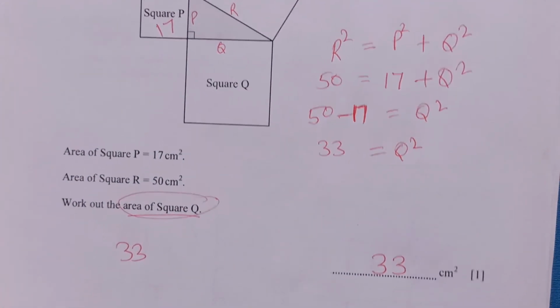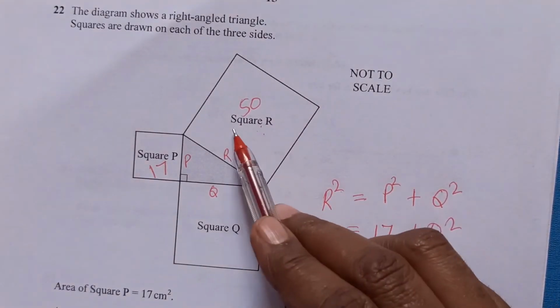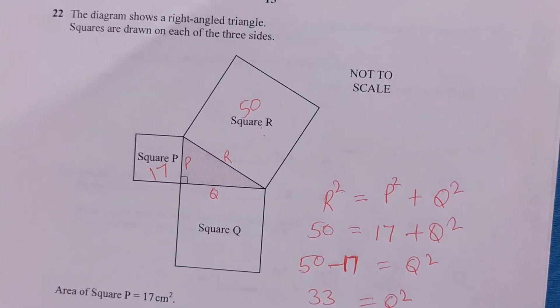You can see there is a trick here. They have not written R squared like this. They have written square R, which means R squared. Same for the other 2 shapes.